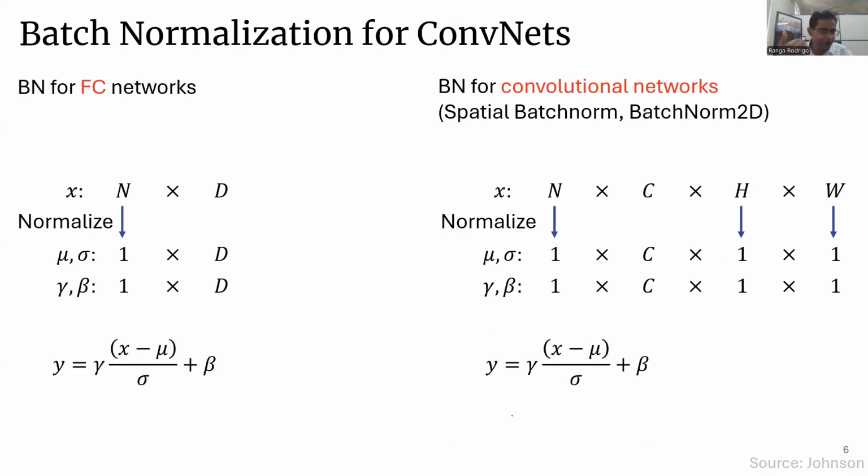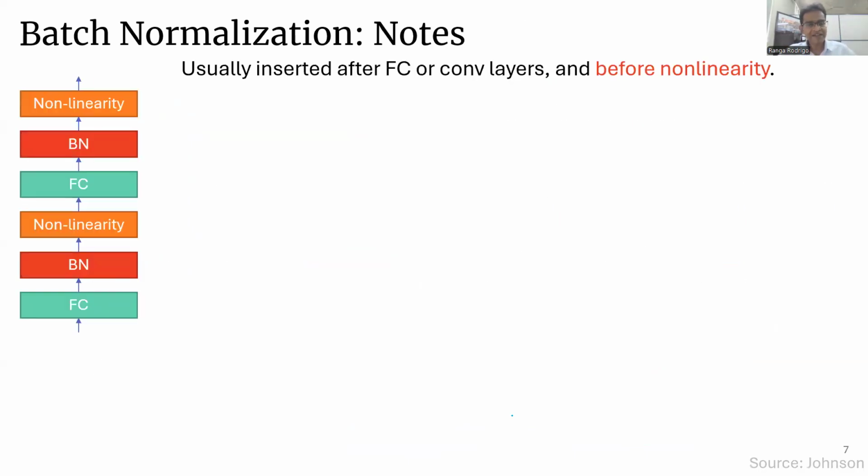I will not talk about how batch normalization can be done for convolutional networks, but these batch normalization layers are inserted after FC layers in fully connected networks. So that when it feeds to nonlinearity, for example, let's take the sigmoid nonlinearity or something like that.